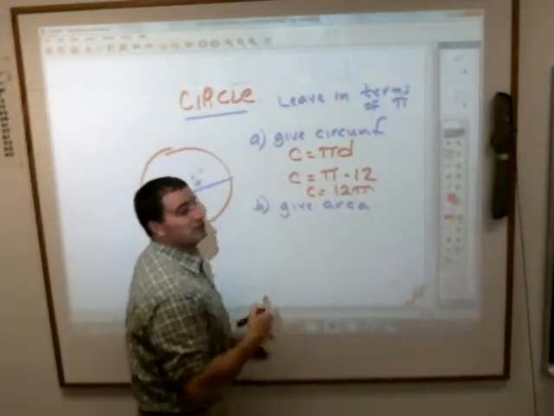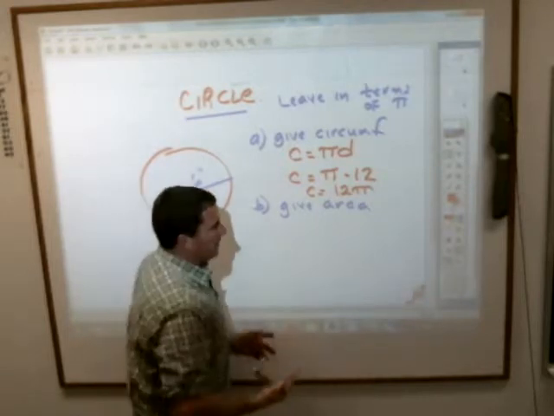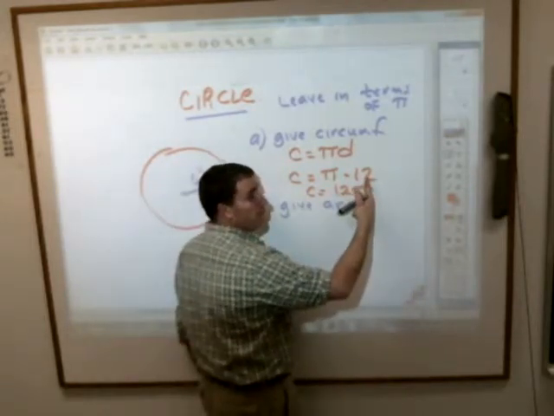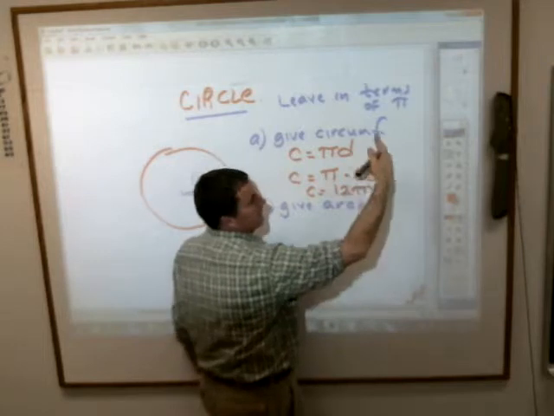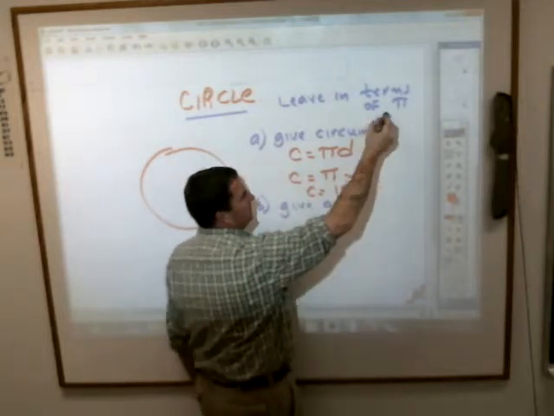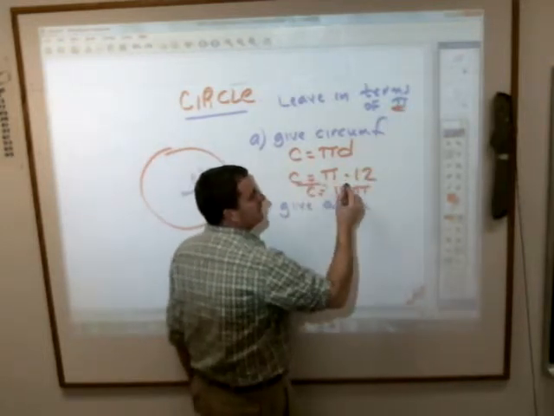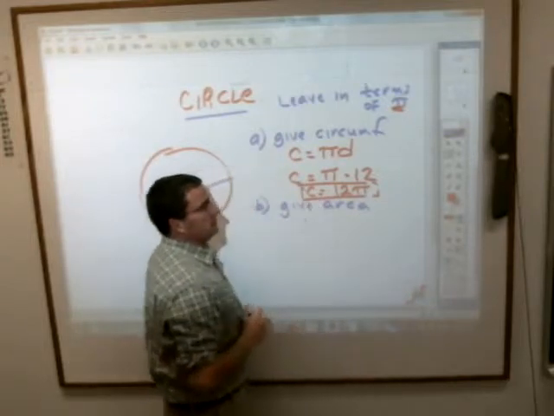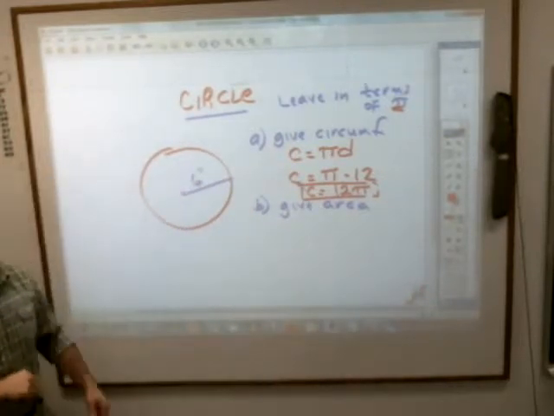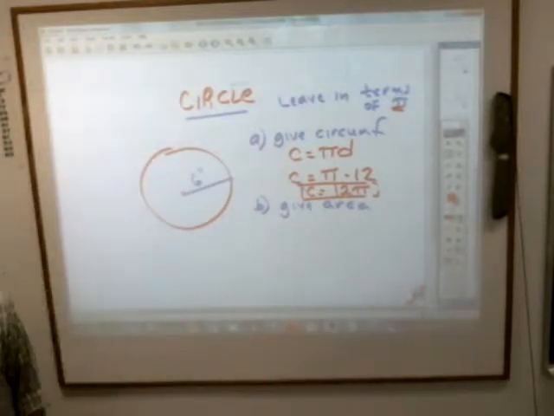And you can leave it as 12 pi rather than changing this to 3.14 and multiplying it all out, or using the fraction and multiplying it all out. If they say leave in terms of pi, you will have a pi symbol in your answer. It's just 12 times pi, 12 pi.